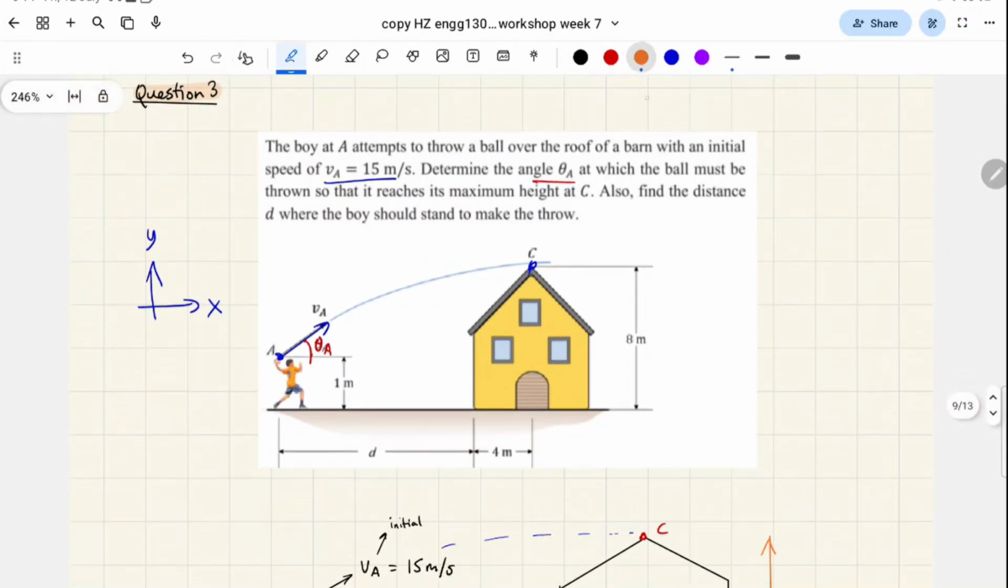It tells you to determine that angle and the max height of C. Sorry, my bad. C is known: the position of C is 8 meters, because it's hitting the tip of the house. Find the distance D where the boy should stand to make the throw. So we have two major unknowns, the throw angle and the distance away from the house that the boy is located, so we're going to have to do simultaneous equations to solve this.